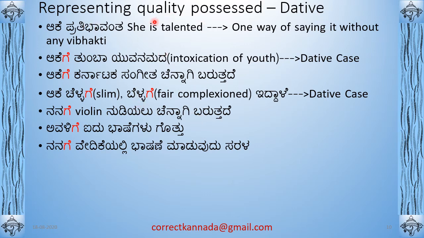When you want to represent a quality possessed by a person or a thing, you use the dative case. Examples: Ake means she. Ake pratibhavanta, she is talented. So this is one way of saying the quality of a person. Now there is no vibhakti, no dative case used here. This is just saying she is talented. Now the next examples show how the dative case is used to indicate quality possessed.